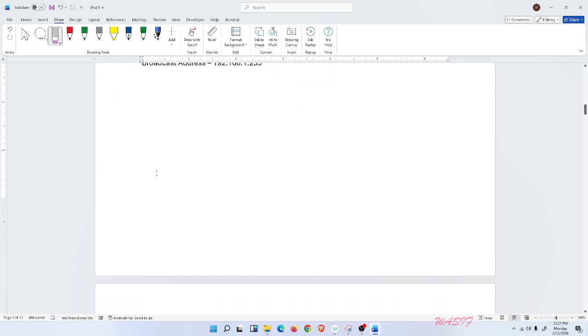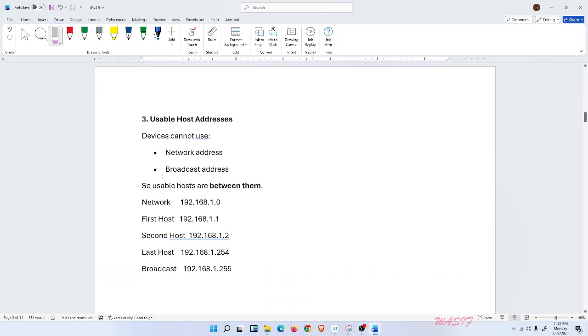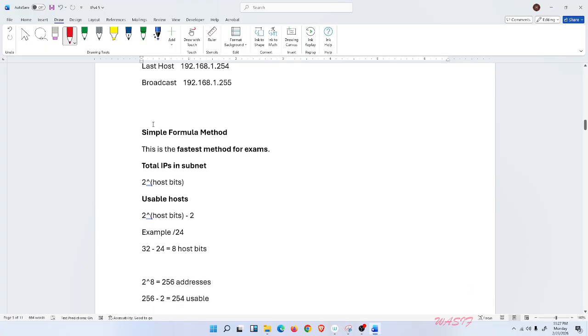Now, let's look here very carefully. Usable host addresses. First of all, if you have 8 host bits, how many numbers can you produce from 8 host bits? There is a formula: 2 to the power of the number of host bits. That is the number of IP addresses you can produce. 2 to the power 8 is 256 IP addresses you can produce with 8 host bits.